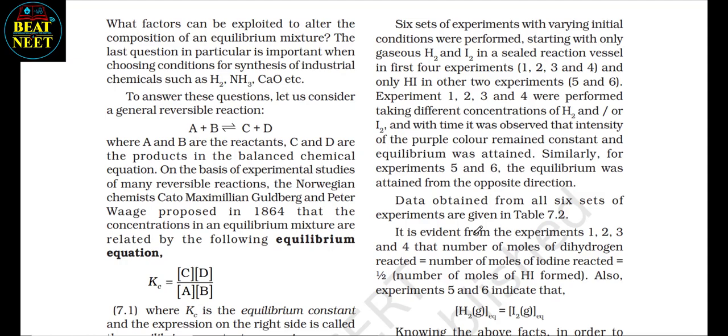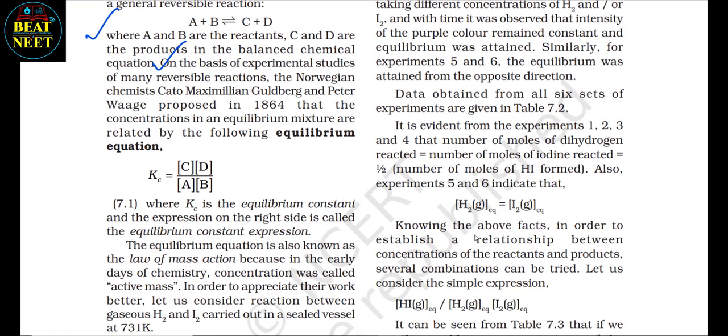The last question in particular is important when choosing conditions for synthesis of industrial chemicals such as H2, NH3, CaO, etc. To answer these questions, let us consider a general reversible reaction, A plus B reversible C plus D, where A and B are the reactants, C and D are the products in the balanced chemical equation. On the basis of experimental studies of many reversible reactions, the Norwegian chemists Cato Maximilian Guldberg and Peter Waage proposed in 1864 that the concentrations in an equilibrium mixture are related by the following equilibrium equation.